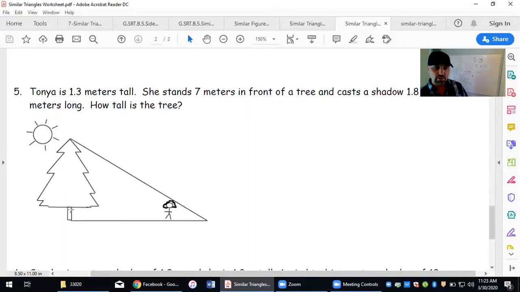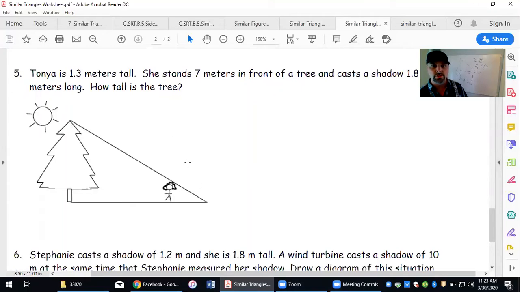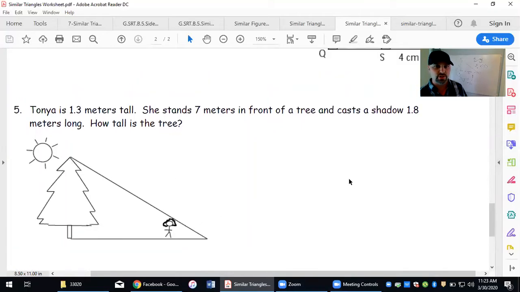We also know the angle of the tree and the ground is 90 degrees because trees grow straight up, and this girl is standing straight up as well. So she's standing at 90 degrees. They are similar, and therefore you need to use the idea of similar triangles to solve it. So let's do this one real quick.